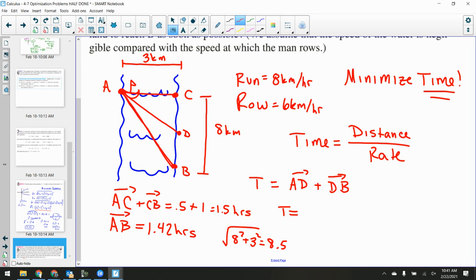Let's go from A to D. Okay, going from A to D. Well, that's the distance AD, divided by the rate that it takes to, is that rowing or running? Rowing, divided by 6.